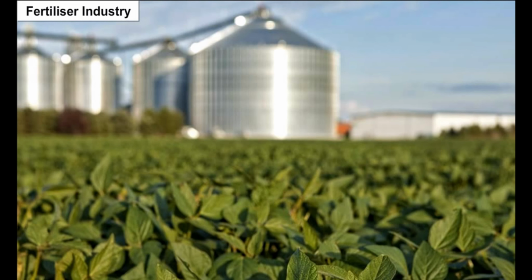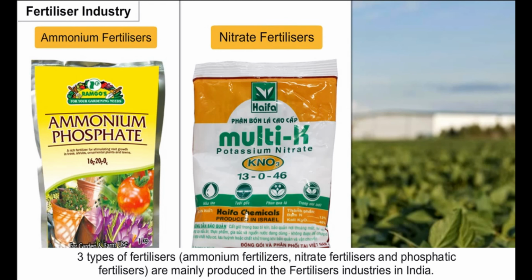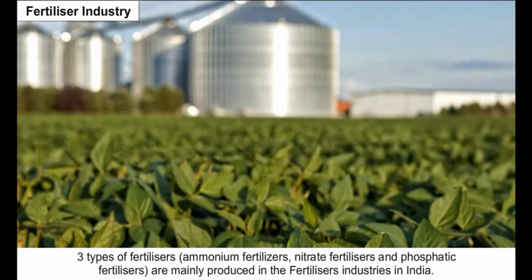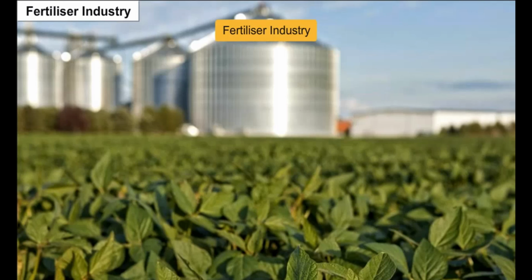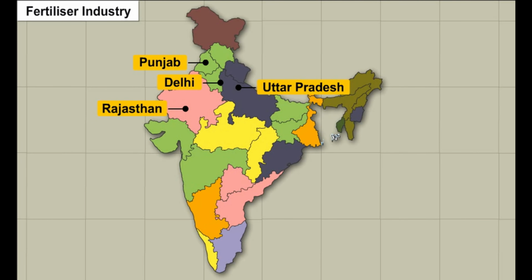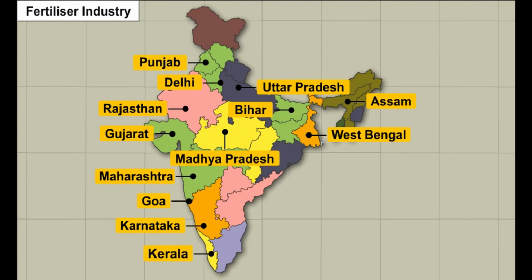Fertilizer industry. Three types of fertilizers: ammonium fertilizers, nitrate fertilizers, and phosphatic fertilizers are mainly produced in the fertilizer industry in India. Fertilizer industries are majorly located in Punjab, Delhi, Uttar Pradesh, Rajasthan, Gujarat, Madhya Pradesh, Bihar, West Bengal, Assam, Maharashtra, Goa, Karnataka, and Kerala.